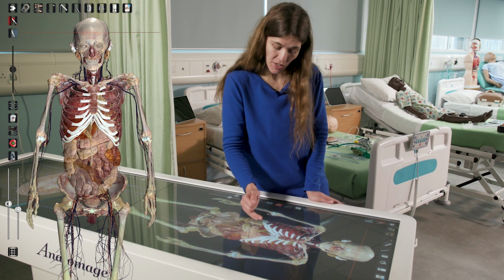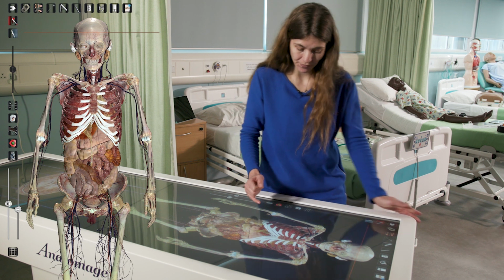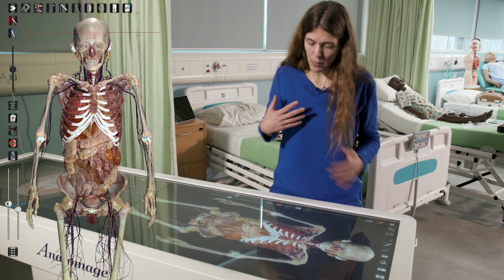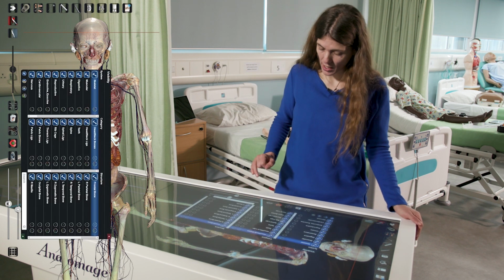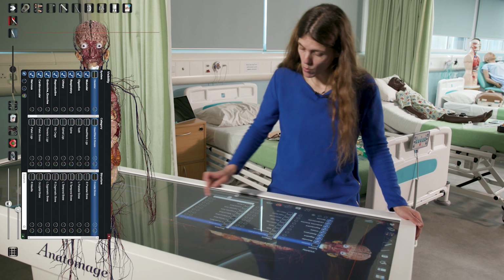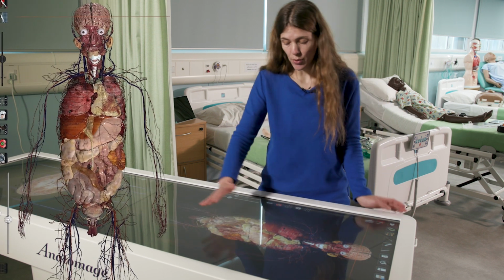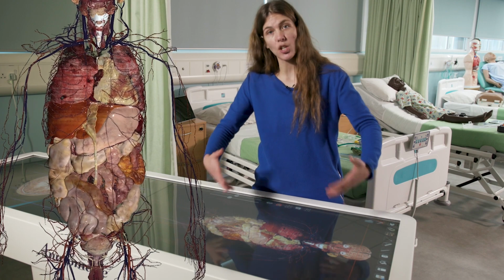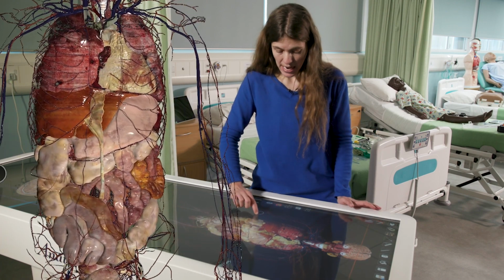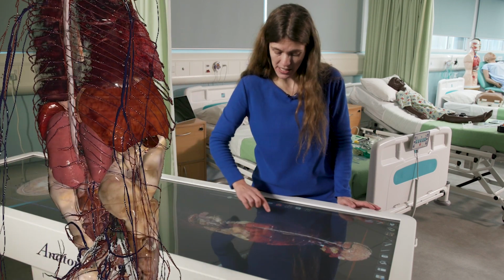Here you can see the stomach, the liver, and we might say at this point that we want to get a little bit closer to the heart. So if I remove the skeletal system, you can now see those internal organs from a much closer perspective. Now the person can also be turned.